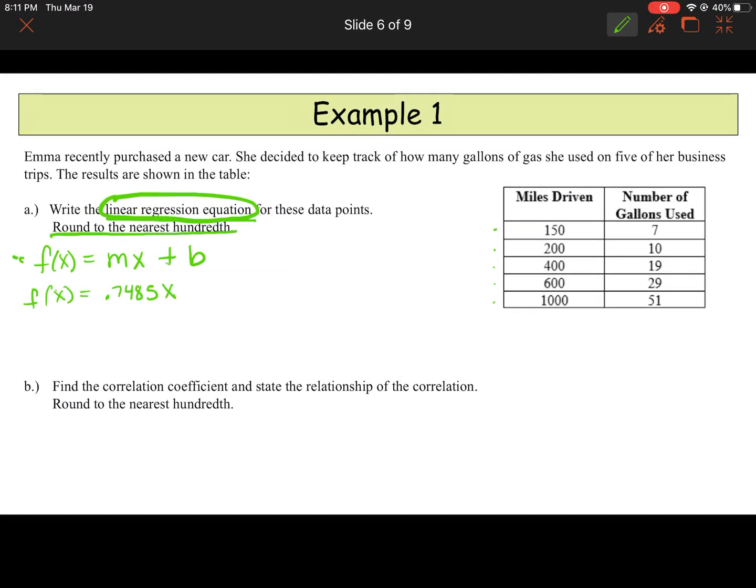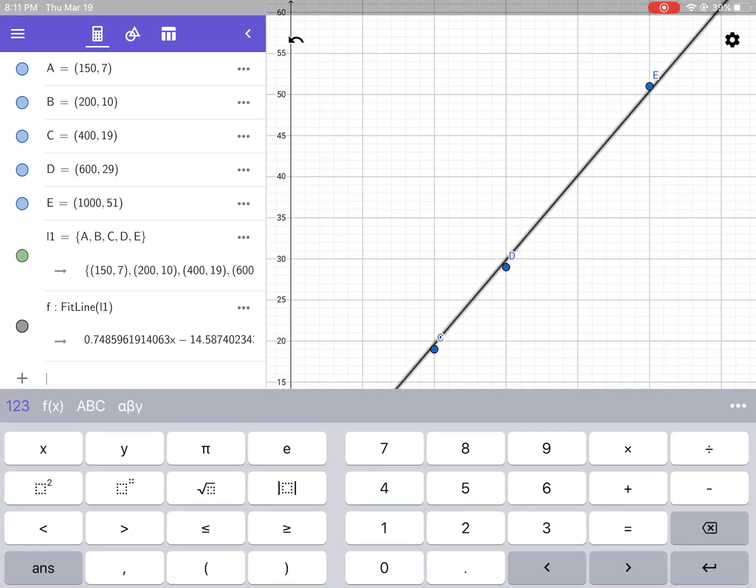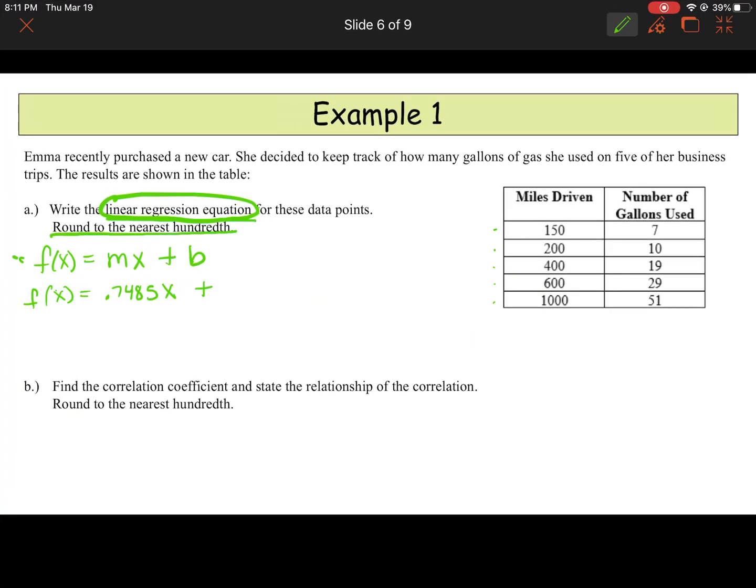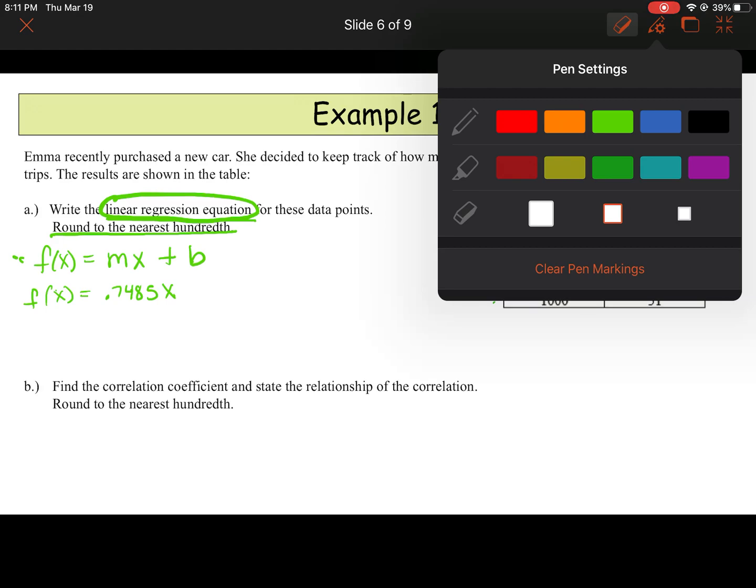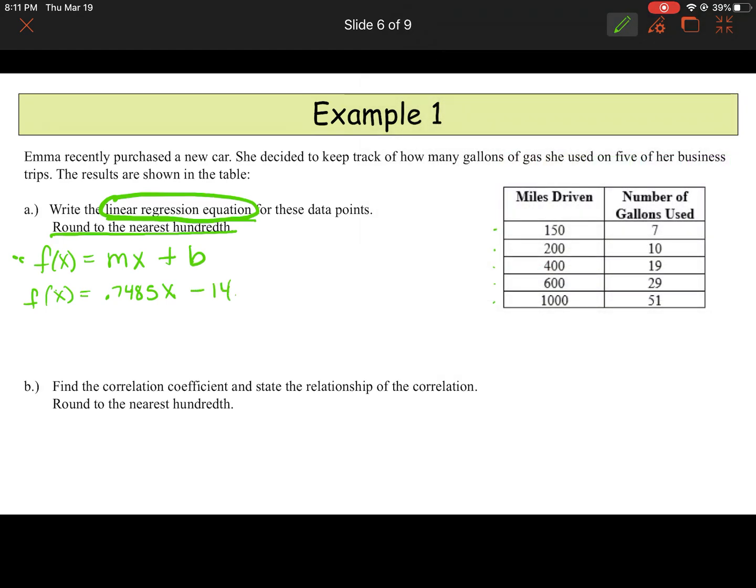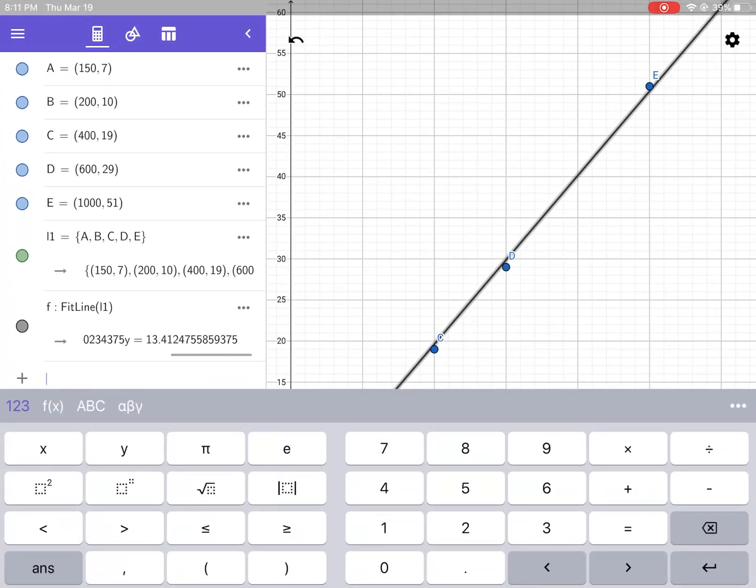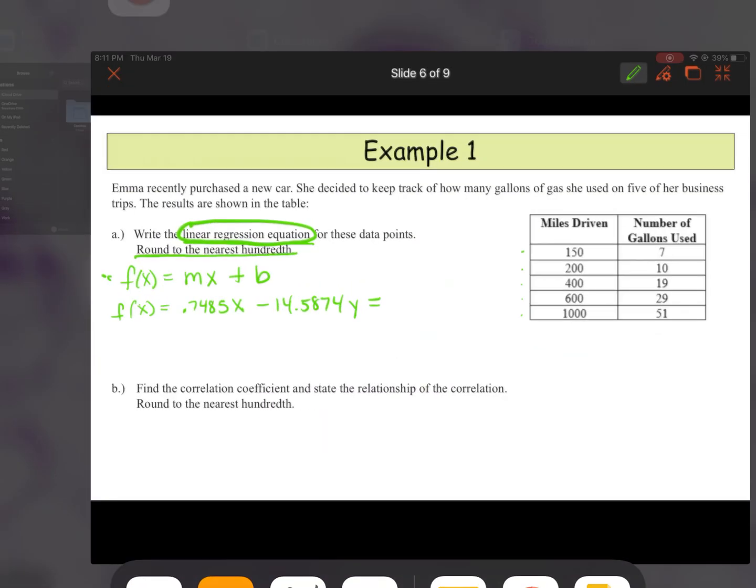And there's an x on the end of that. Plus, minus 14.5874 y equals 13.4124.